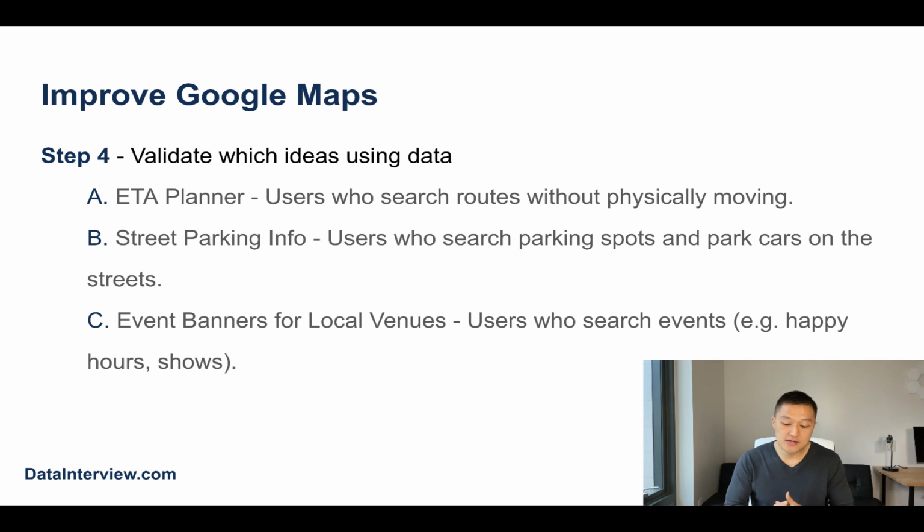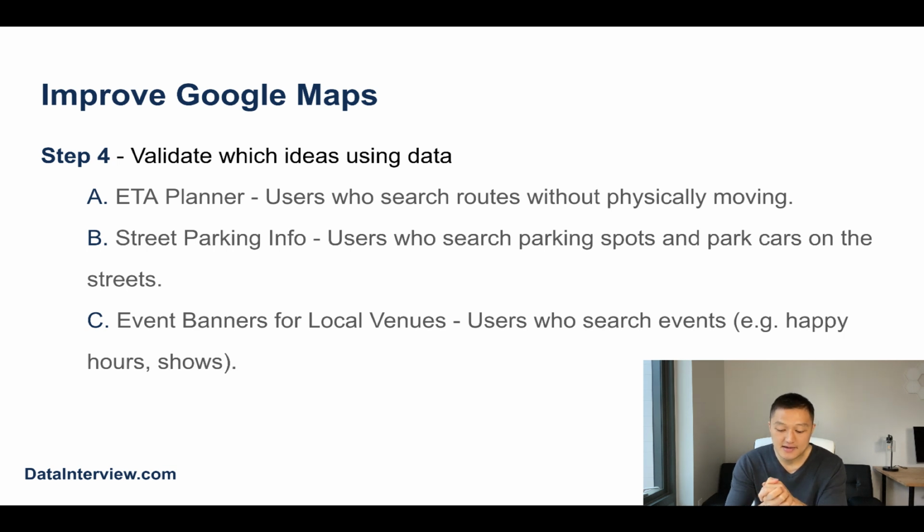And then in terms of street parking information, this could be in the form of people who search for parking spots, right? And they park cars on the street instead of a parking garage. And once again, look at the volume of this type of search, right? And that could be indicative of whether there's potential demand for this type of feature.